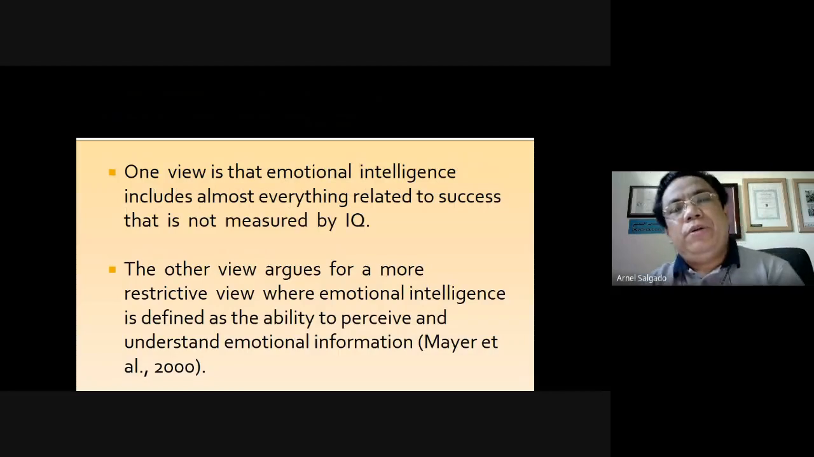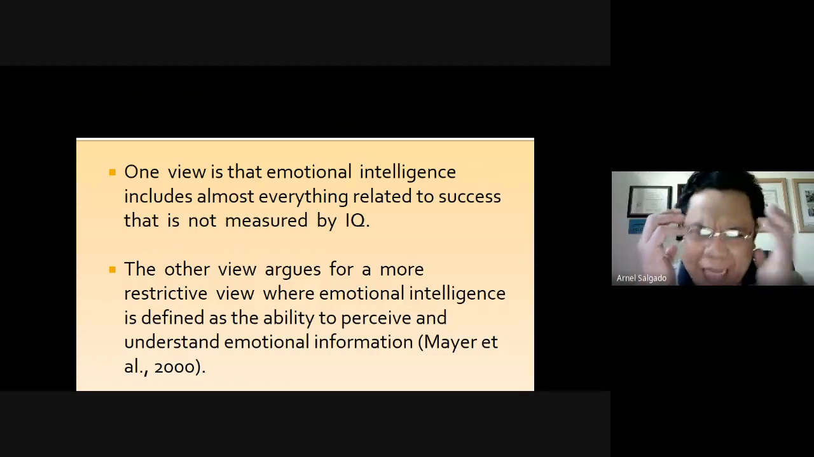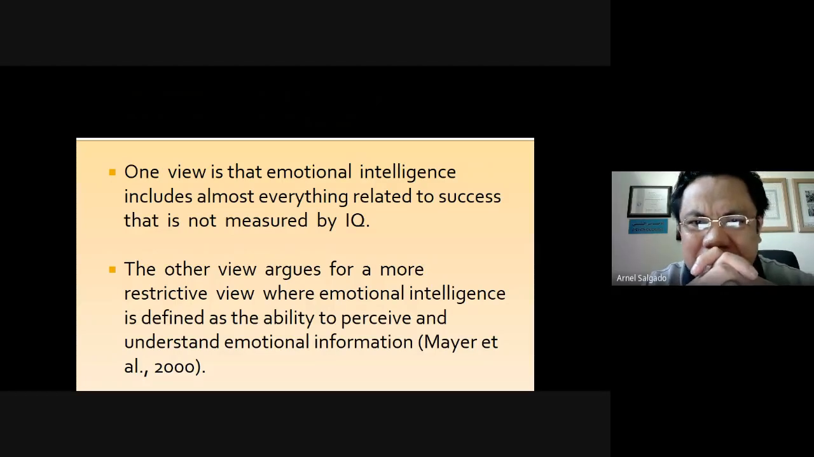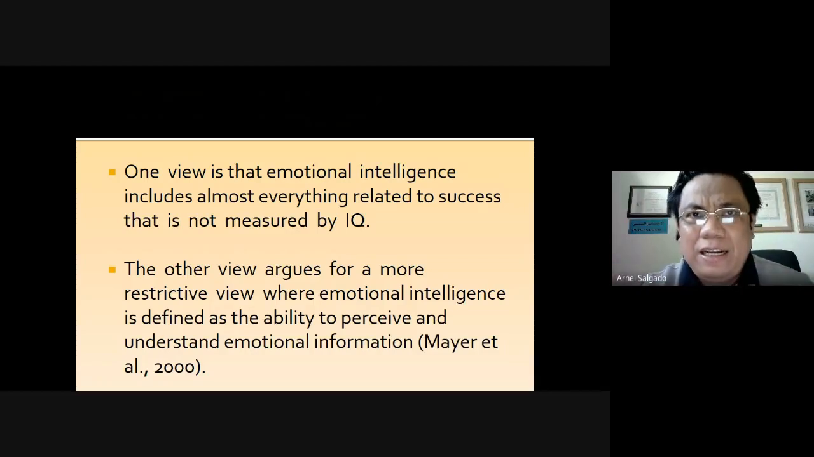Right. Now, one view is that emotional intelligence includes almost everything related to success that is not measured by IQ. You see? So they are already disregarding IQ. But as a psychologist, I cannot see a point. If you're going to look into the context of multiple intelligence, success could only be generated if you are actually good in one area or two areas. Like, for instance, success would always be equated with how you are contributing to the society and the society acknowledges you. You see? So a view that emotional intelligence includes almost everything related to success but is not measured by IQ. Yeah? But I believe those people who are actually successful all throughout generations are very good, no?